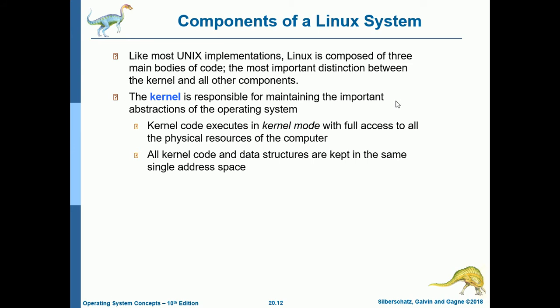So in addition to the discussion of the components of a Linux system, like most Unix implementations, Linux is composed of three main bodies of code. The most important distinction is between the kernel and all other components. The kernel is responsible for maintaining the important abstractions of the operating system. The kernel code executes in kernel mode, of course, with full access to all the physical resources of the computer. And all kernel code and data structures are kept in the same single address space.